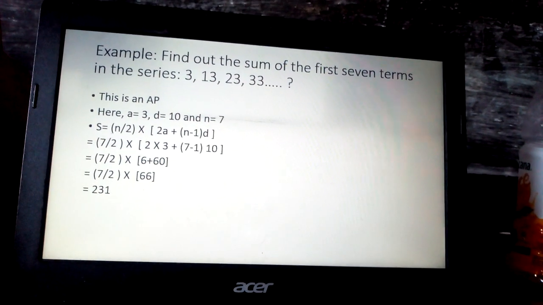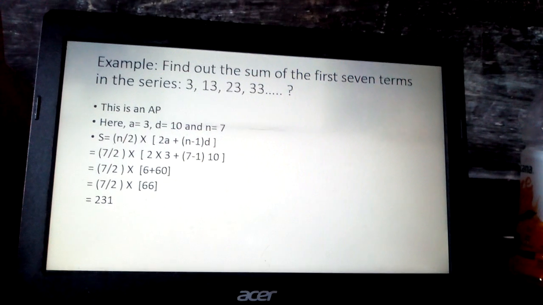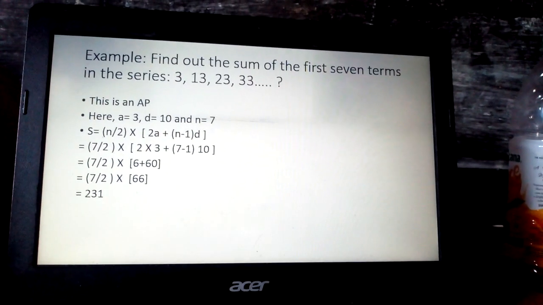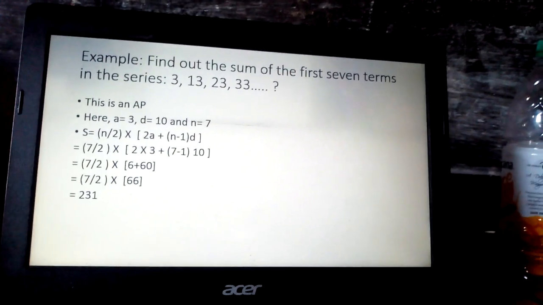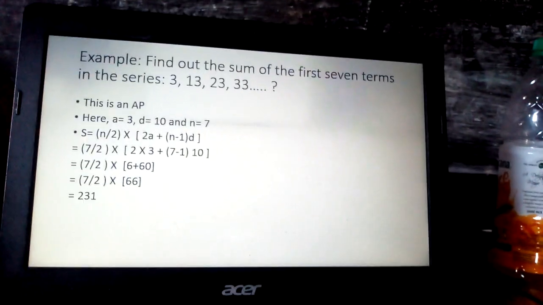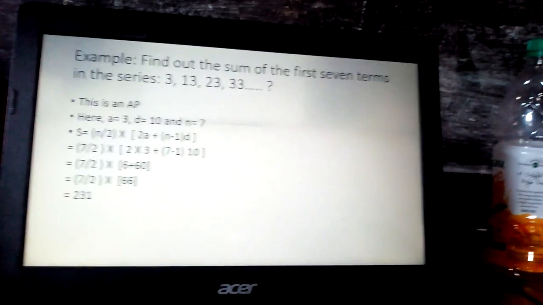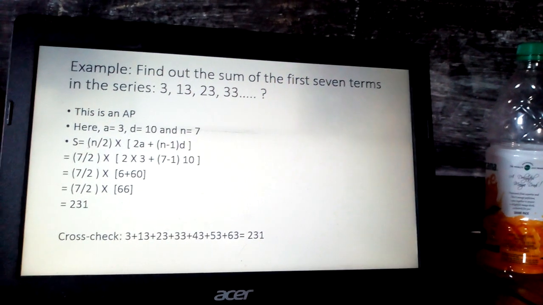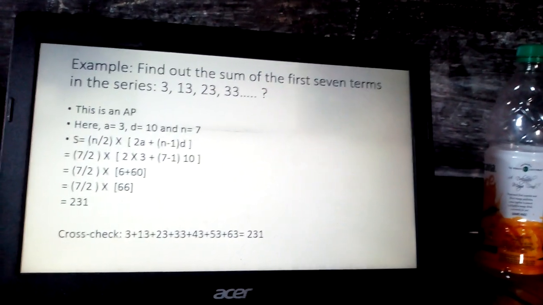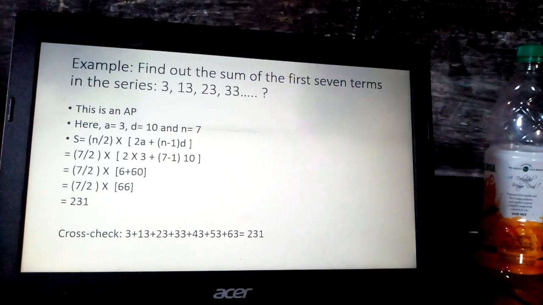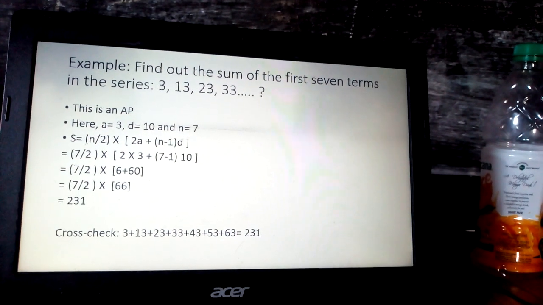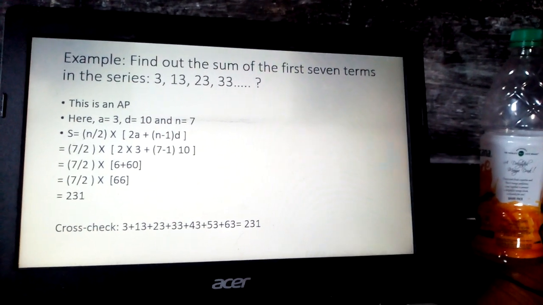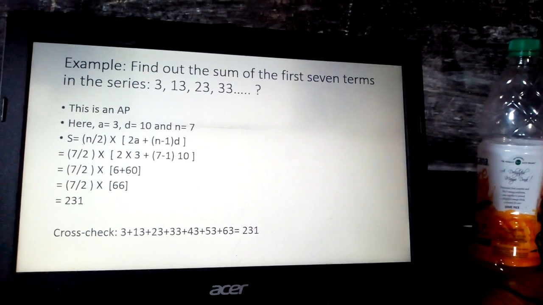Can you cross check it? You can cross check it in this case because we are only dealing with 7 terms. You probably would not be able to do this if you are dealing with 700 terms or maybe 100 terms. That certainly would not be possible manually, but right now we can cross check it. How can we cross check it? The first term is 3, the second term is 13, the third term is 23, the fourth term is 33, the fifth term is 43, then 53, then 63, and we have calculated that the sum is equal to 231.